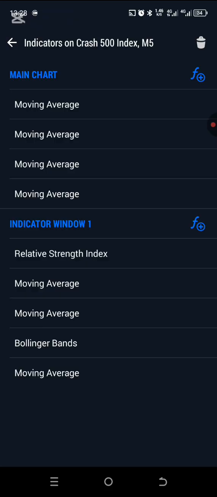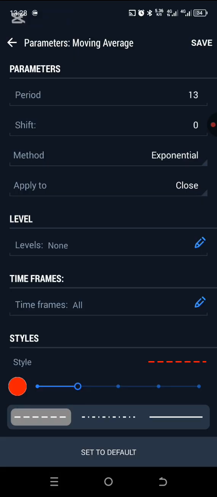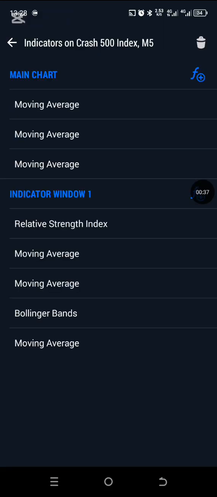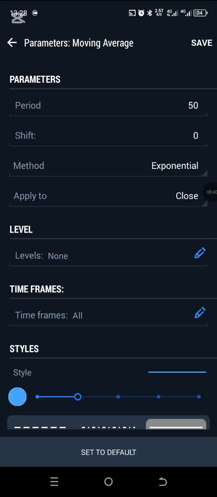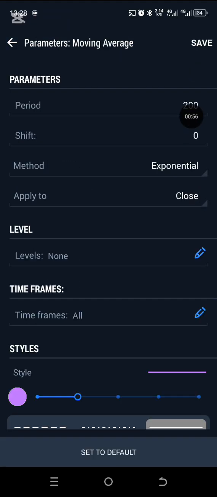So this one we don't really need. What we're going to be adding first is the 13 exponential moving average, applied to close. That's the red one on my chart. Click save. Then the next moving average is the 50, which is the blue line on my chart, exponential, applied to close again. Then click save. Then the 200 moving average, exponential, applied to close again, and it's purple on my chart.